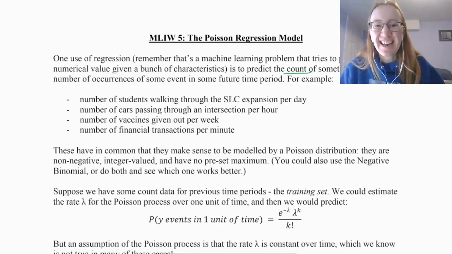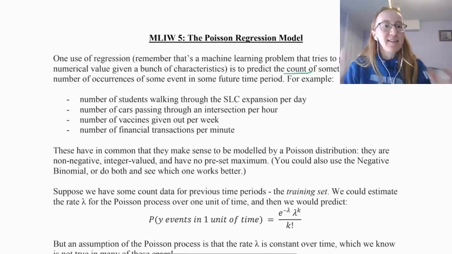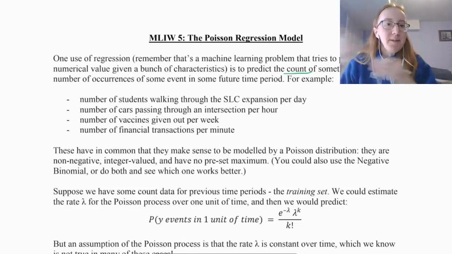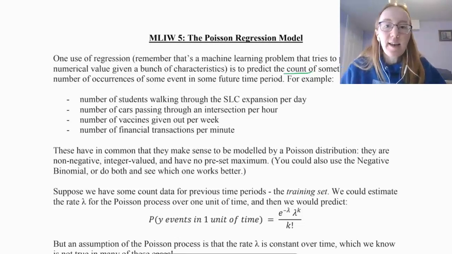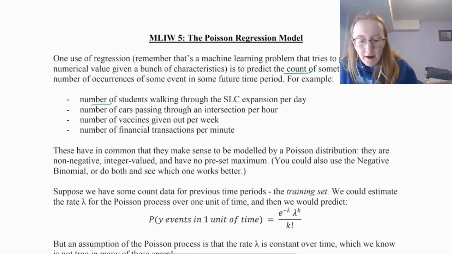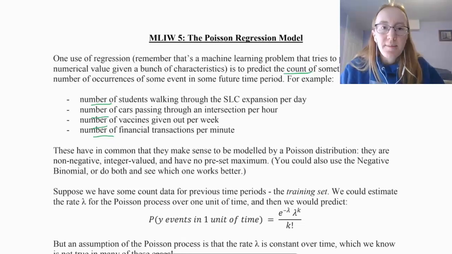That's very relevant nowadays. Or the number of financial transactions that occur per minute. So often this is something that occurs multiple times, and you might be interested in predicting the future behavior of something like this, which is known as a time series. And in this case in particular, we're looking at the number of something. So this is count data because we're counting the number of things that happen.